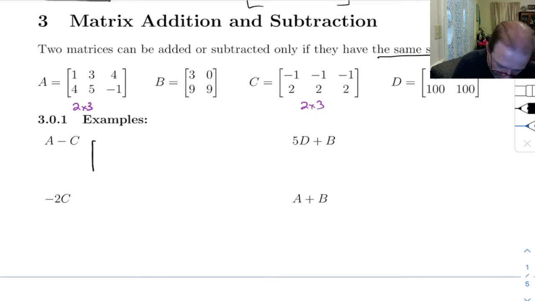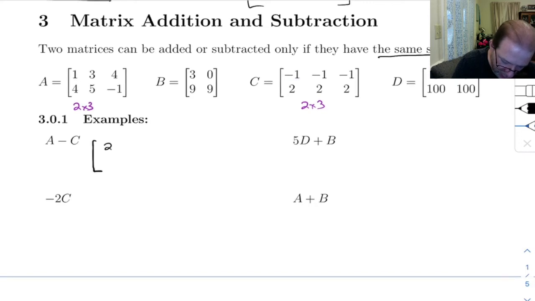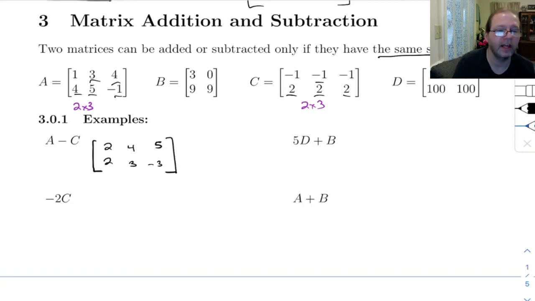And we're going to do it piece by piece. So this is going to be 1 minus negative 1. Then 3 minus negative 1. 4 minus negative 1. So that gives me 5. Then 4 minus 2. 5 minus 2. Negative 1 minus 2 gives me this. So that's A minus C.